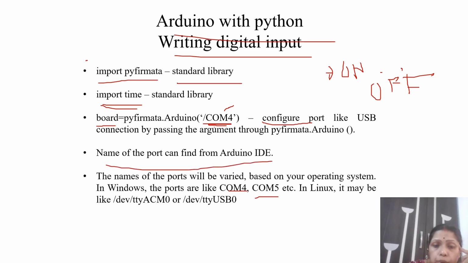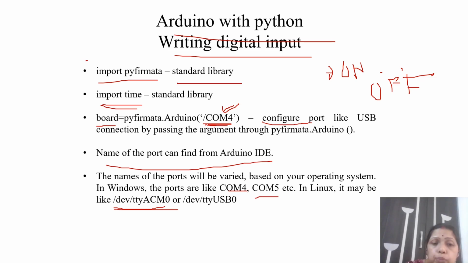The name of the port you can find in the Arduino IDE. But for Linux, a different kind of port number will be visible in the Arduino IDE. So based on your operating system, Windows or Linux, you have to change the port number accordingly. If you have Linux, you have to write that kind of port name within the single quotes.